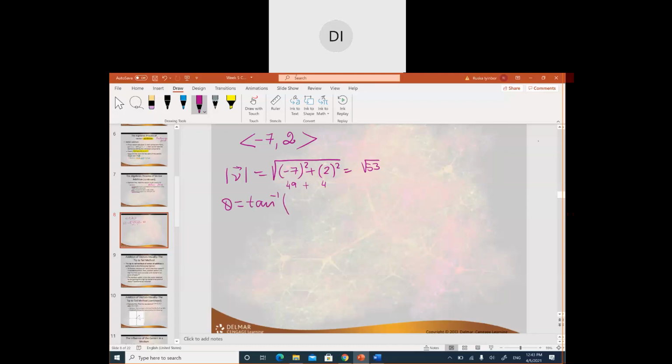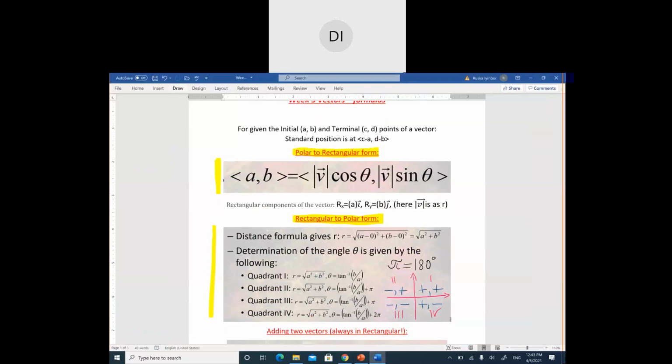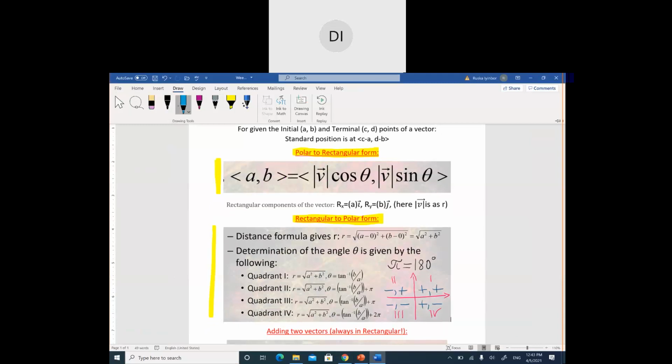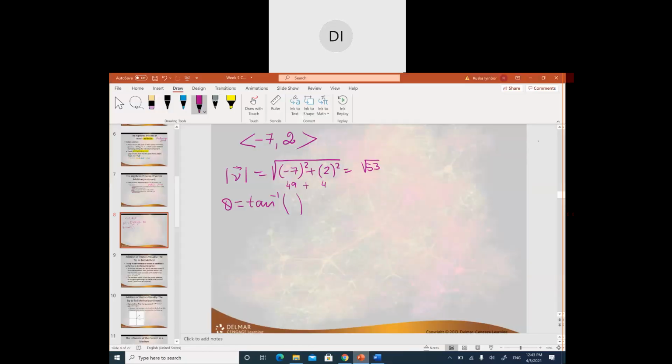And now here we're going to use the formula. Which quadrant is the vector? Negative x and positive y. That's in the formula sheet. So if you have negative and positive, which quadrant is that? Quadrant 2, right? So if you're in quadrant 2, you're going to add 180 degrees to the result. So we're going to put it like that: tangent inverse b over a. So that's what you're doing.